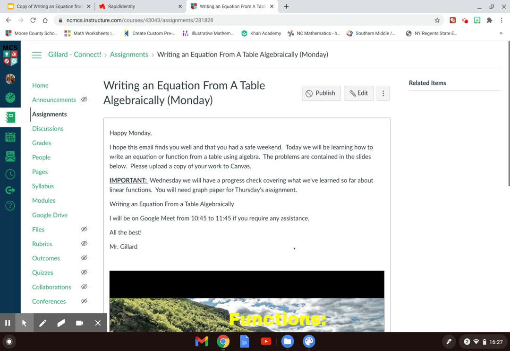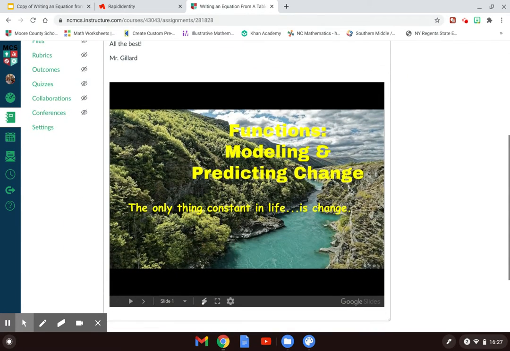Here is your assignment for today, writing an equation from a table algebraically. And in your Canvas post, there are some slides. Now, you're not required to turn in these slides today with answers and graphs because you're going to be solving these algebraically today. So you'll need to upload a copy of your work so I can see that you're following the proper steps to solve these tables algebraically.